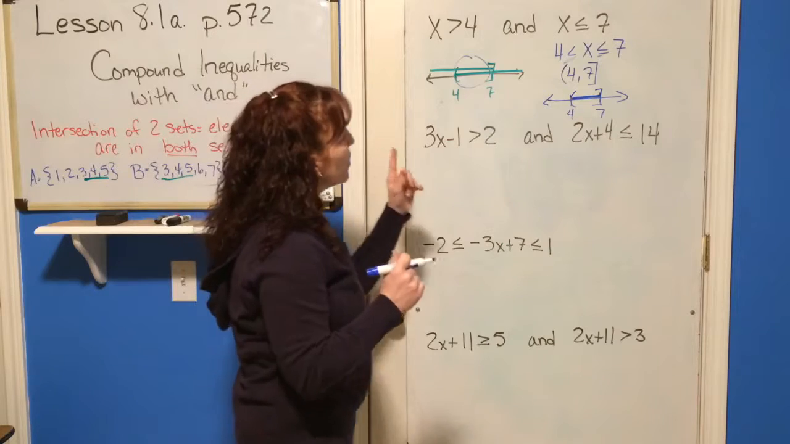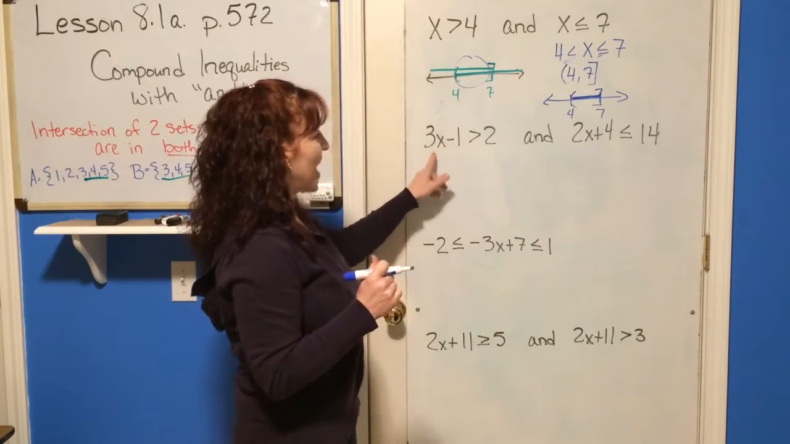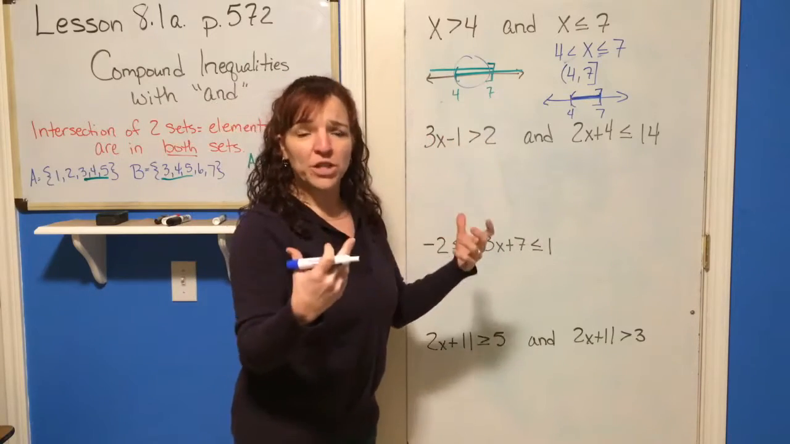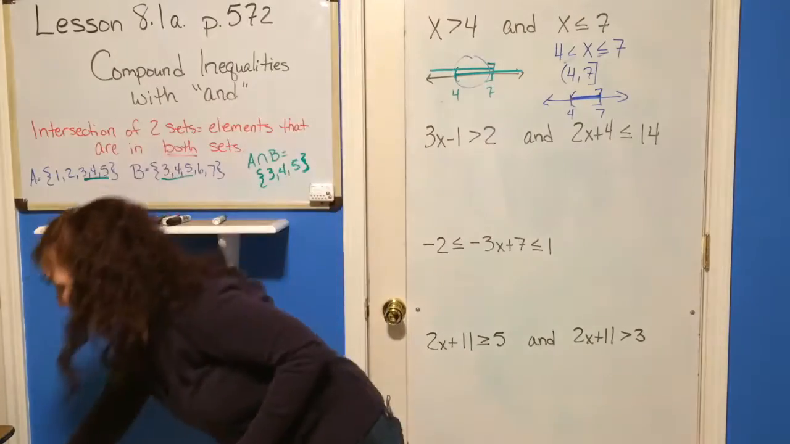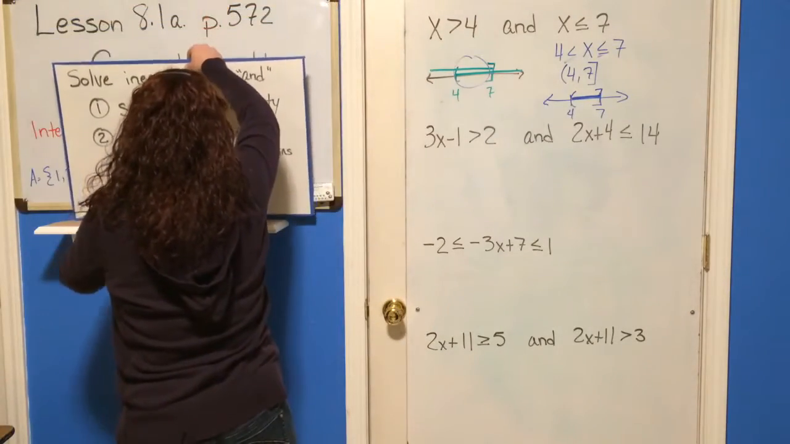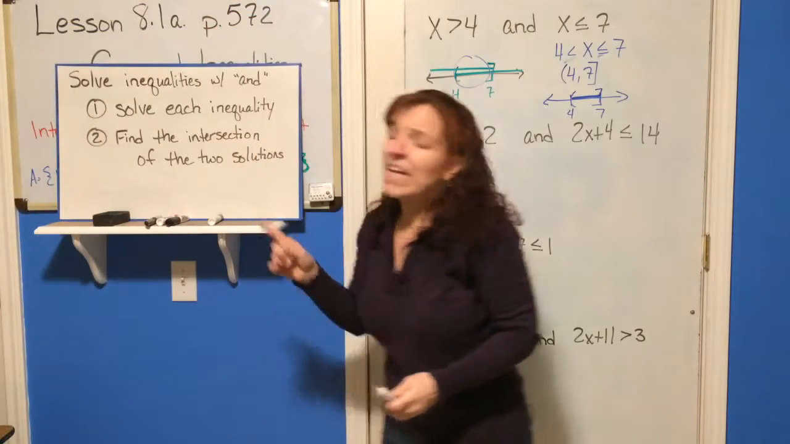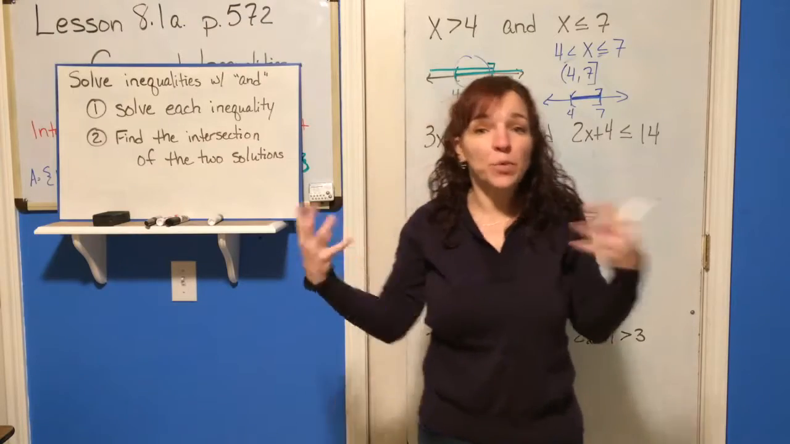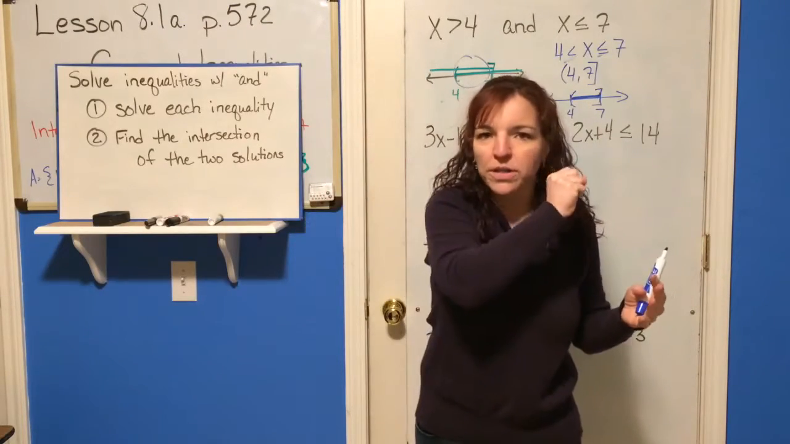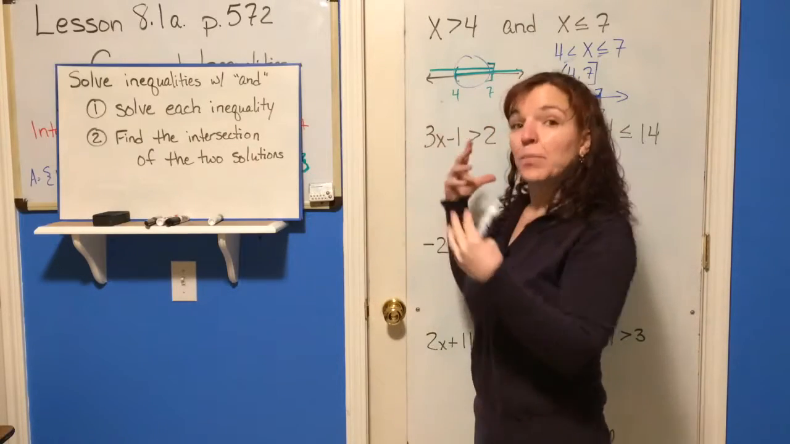Now sometimes we don't have just an x is greater than or less than. We've got this whole expression. So what we're going to do is solve those inequalities, and I've got just some steps here. To solve inequalities with "and," step 1 is simply to solve each inequality separately. So pretend like you don't have both in the same problem. Just relax, take one little part at a time, and do each inequality separately.